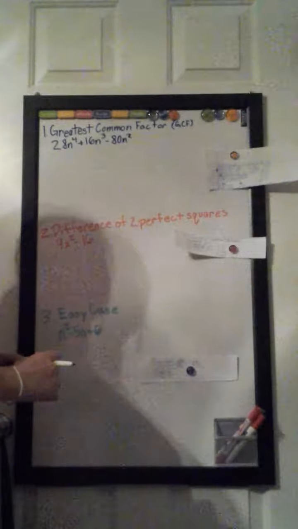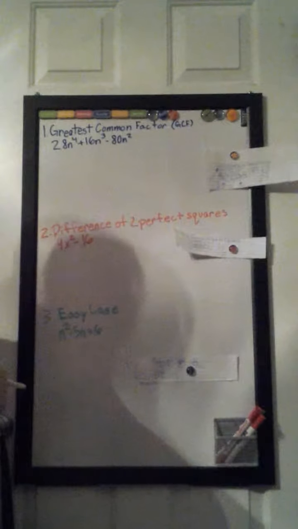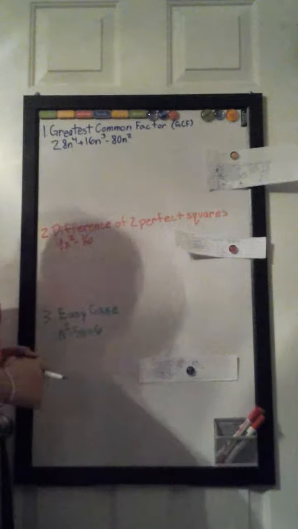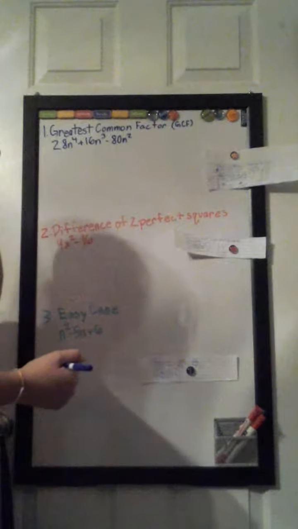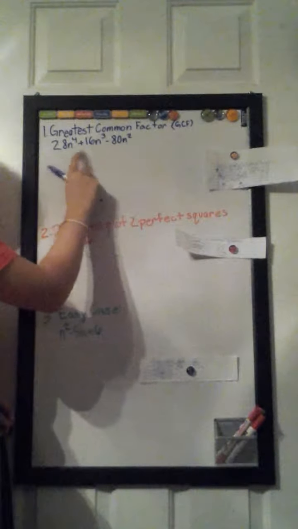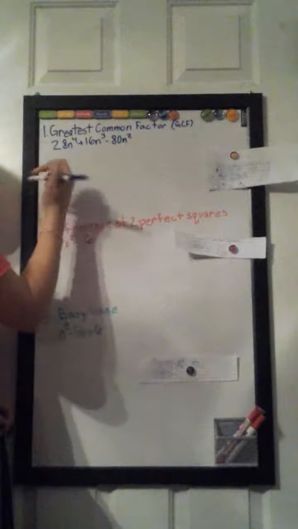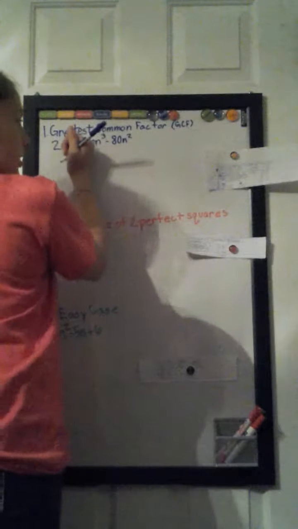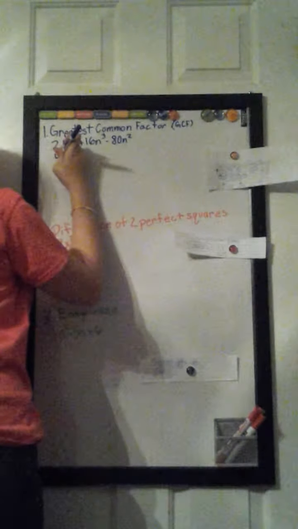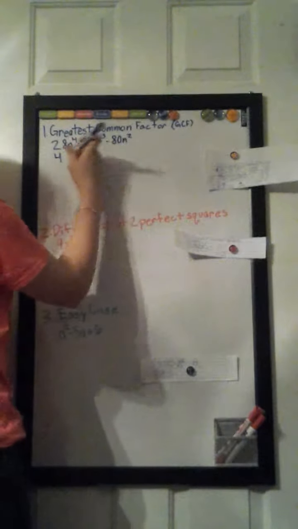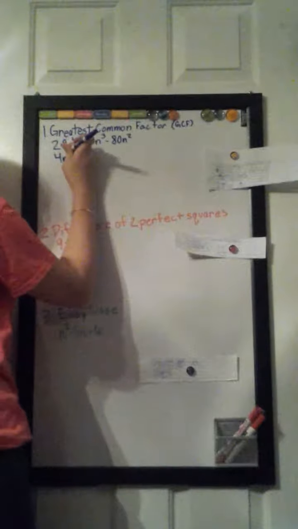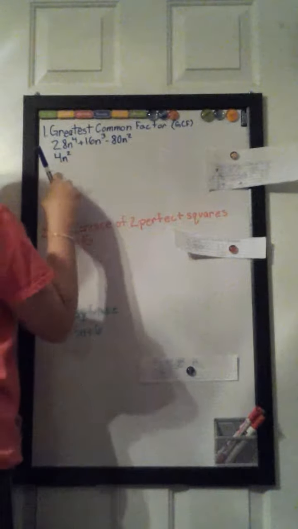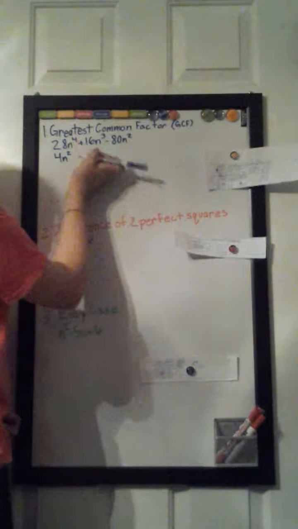I'm going to do greatest common factor first. My equation is 28n to the fourth plus 16n to the third minus 80n squared. When you're doing greatest common factor, first you need to pull out the number that goes into 28, 16, and 80. The greatest common factor for them is 4. They all have an n, and with the exponents 4, 3, and 2, you're going to use the 2. So your greatest common factor is 4n squared.